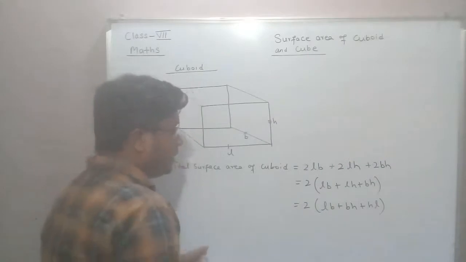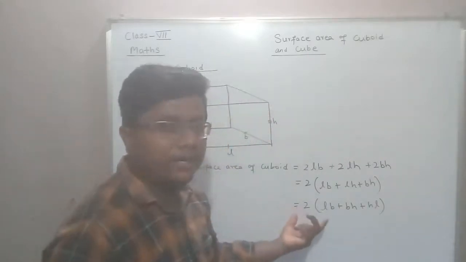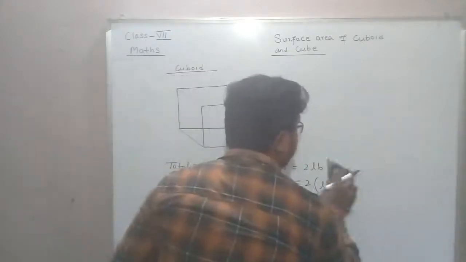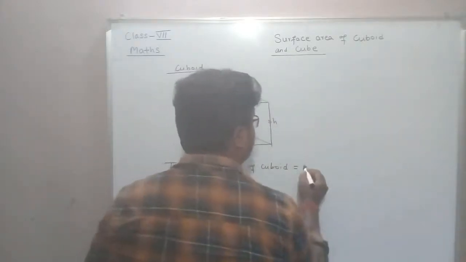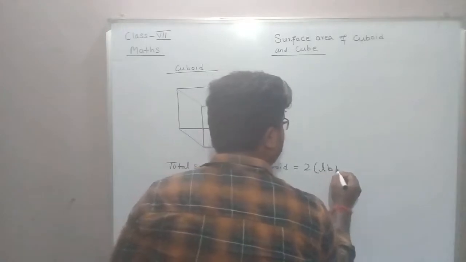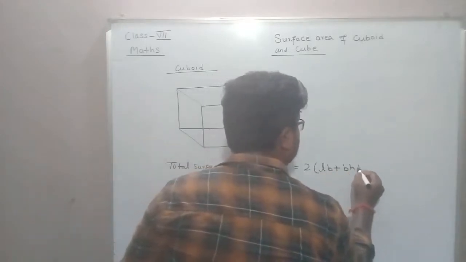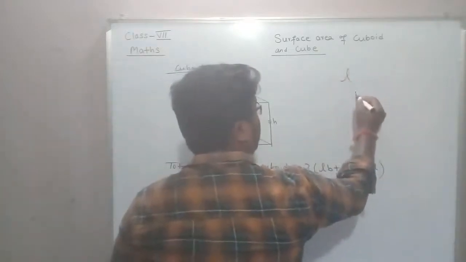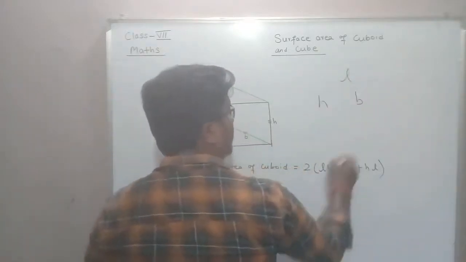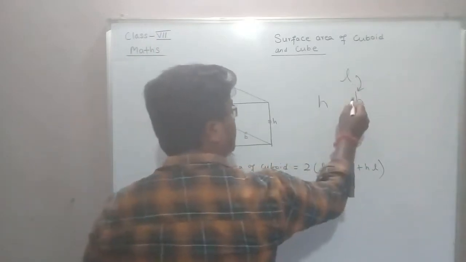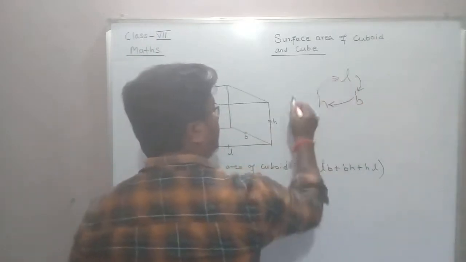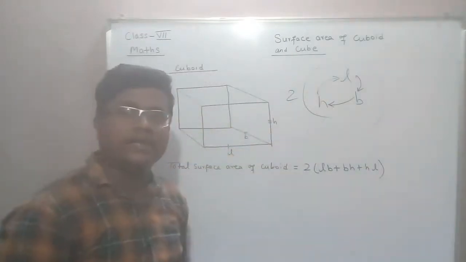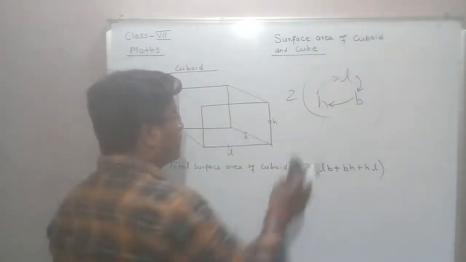Don't worry here. I have written 3 terms, but it is not like that. We have to remember only one formula, that is 2 in bracket LB plus BH plus HL. Just remember the name LBH. First pair is LB, second is BH, third is HL, and 2 is written outside. You remember LBH and you can easily remember the formula for cuboid.